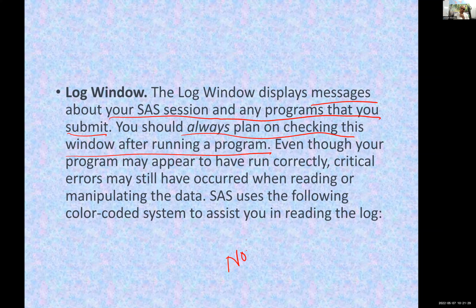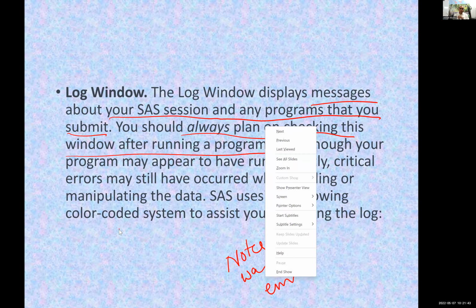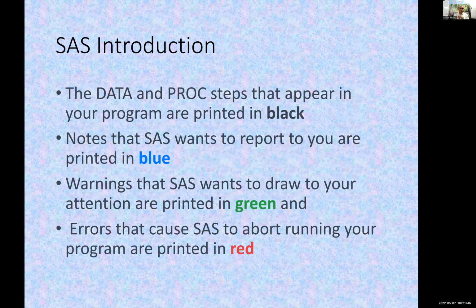And also in the log window, we have 3 types of messages: notes, warnings, and errors. Always remember this. Notes, which SAS wants to report to you, are printed in blue color. Warnings are in green color. Errors are in red color.